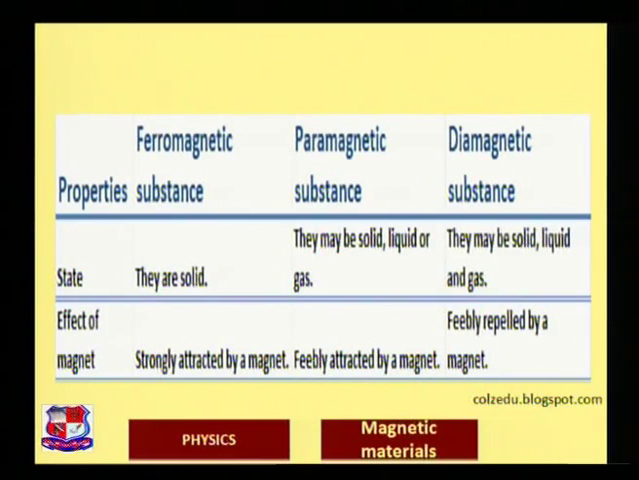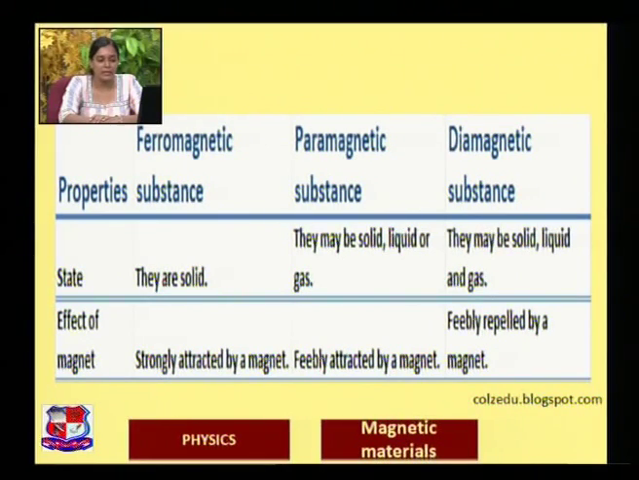Now we can see the differences for the three major magnetic materials: ferromagnetic, paramagnetic and diamagnetic. What is the state? Generally, ferromagnetic substances are solid materials, and paramagnetic materials may be solid, liquid or gaseous. In the same way, diamagnetic materials are solid, liquid or gaseous.